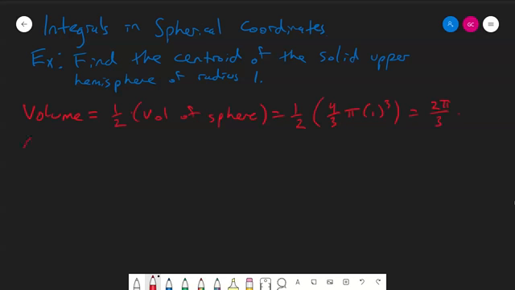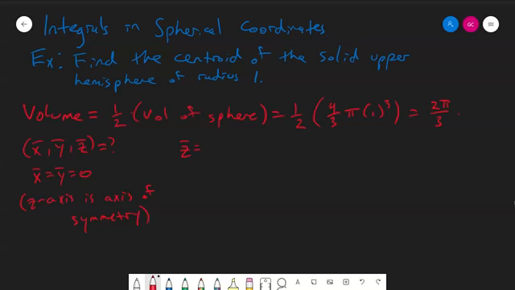Now the centroid is this point x bar, y bar, z bar. And by symmetry, if you have a solid upper hemisphere, x bar and y bar are both going to be 0, basically because the z-axis is an axis of rotational symmetry. So the centroid, which is just the center of mass considering the density to be constant, has to then lie on that axis of symmetry. So it remains to find z bar.